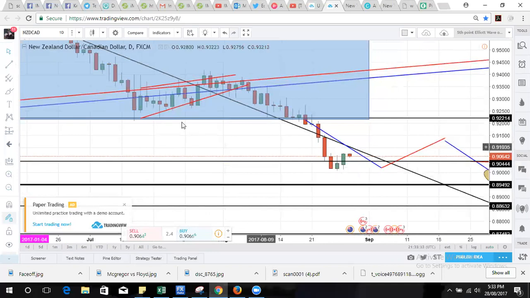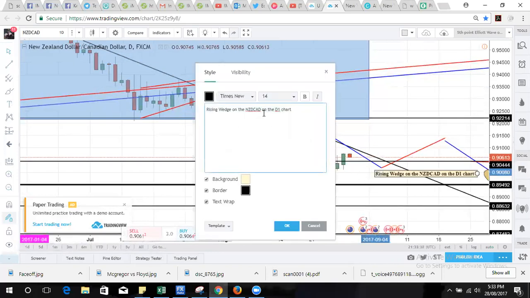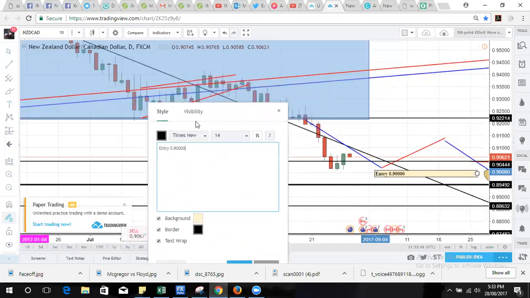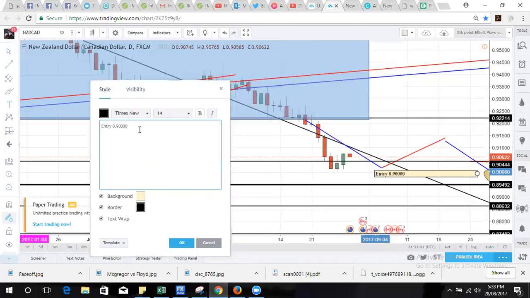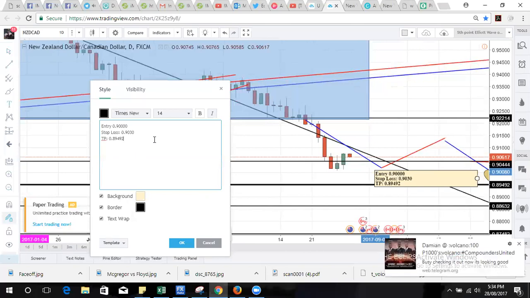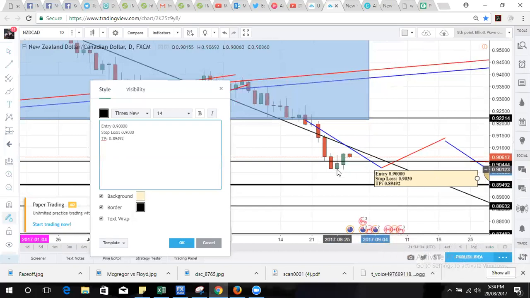So the entry with regards to this should be at 0.9000. Stop loss should be 30 pips. This is NZDCAD, so 30 pips stop loss is at 0.9030. And then the take profit should be at 0.89492. So basically, that is a possible trade you could take, being really safe, clearing this reversal zone before you enter.